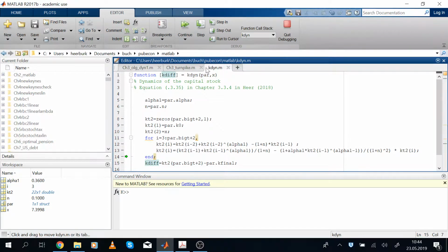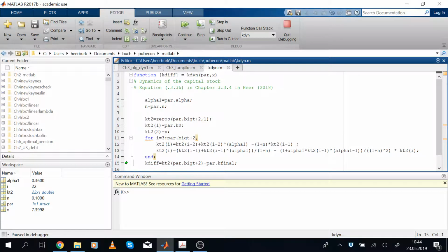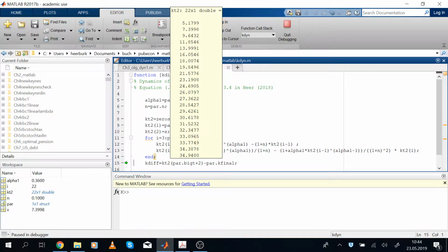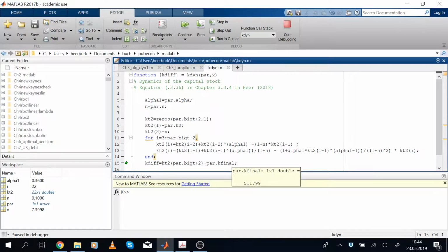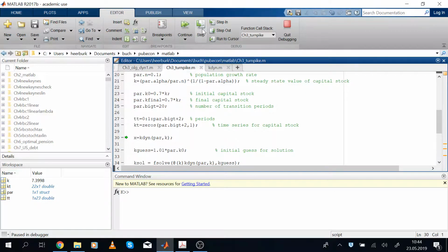20 times. We jump to line 15, where all values of kt are computed, and compute the difference between our implied value of k21 with respect to the given value 5.7. And in our case, this difference is 29.76, which will be returned to our calling function here. So this is our value for the nonlinear equation, 29.76, and now we try to find a solution so that this is equal to 0.